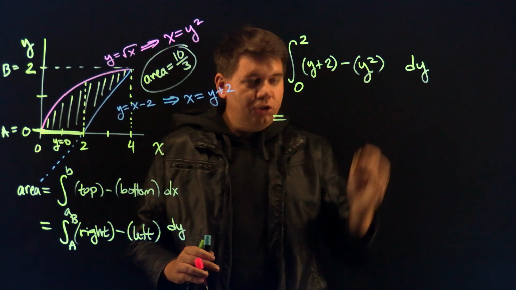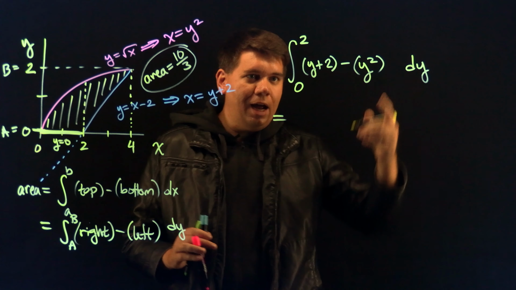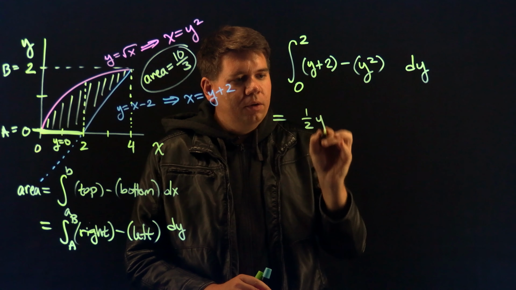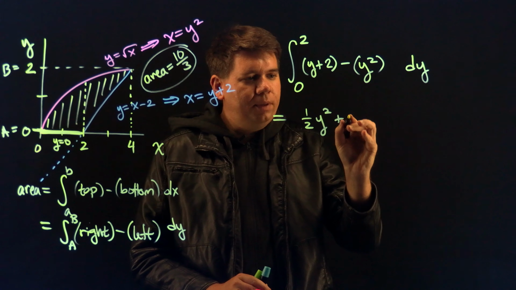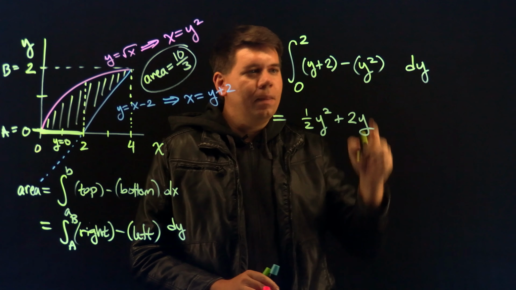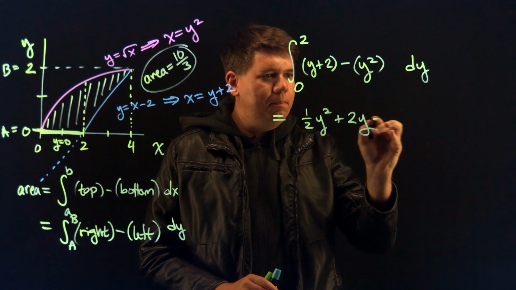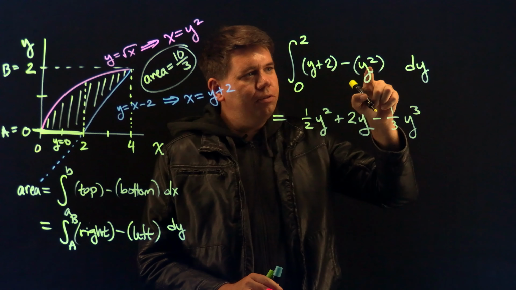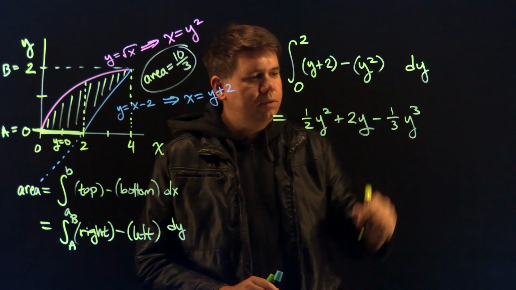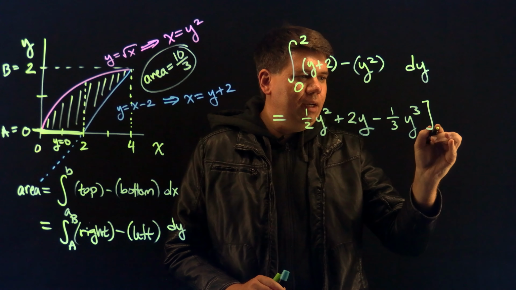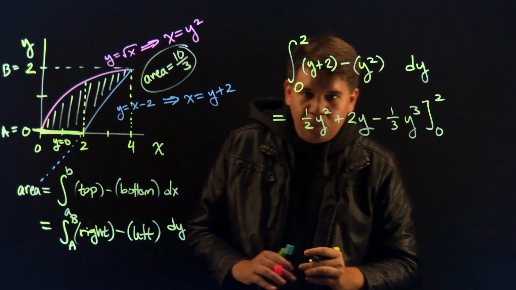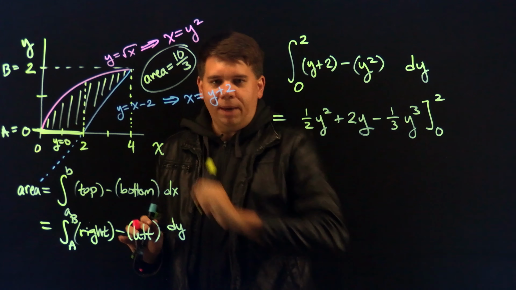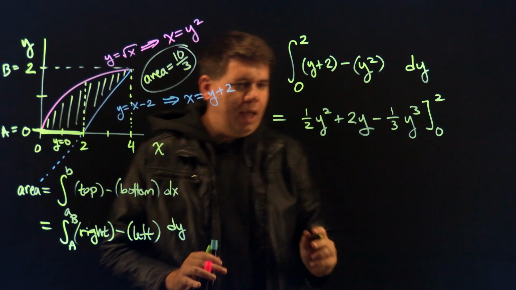And you integrate this just like you would integrate it if there were x's, but you're doing it now with y's. So y is going to become 1/2 y squared. 2 just becomes 2y. And y squared just becomes minus 1/3 y cubed. Your power rule. 2 becomes 3, and then it comes down as 1 over 3. And we're going to plug in 0 and 2. And we're going to hope and we're going to pray that we end up with the same area we had before. Let's see what happens.